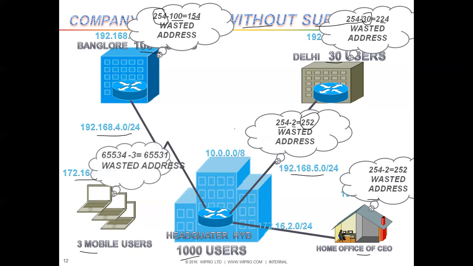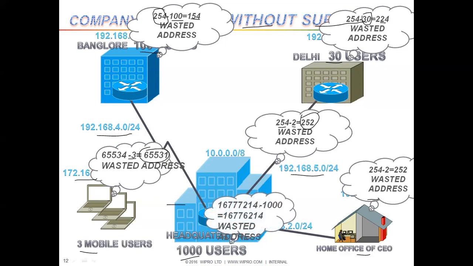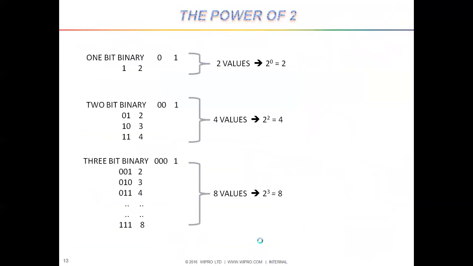Can you see this one? Here you required 3 IP addresses, but you used class B. So 65,531 IP addresses wasted. And the biggest loss is here. For the 1,000 users, you did not do the subnetting and used the default /8 subnet mask directly. See what happened. How many IP addresses wasted? This is how IP addresses get wasted.